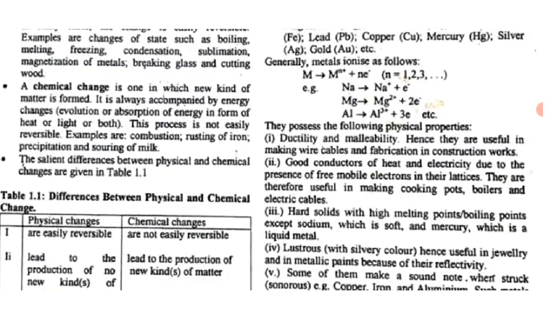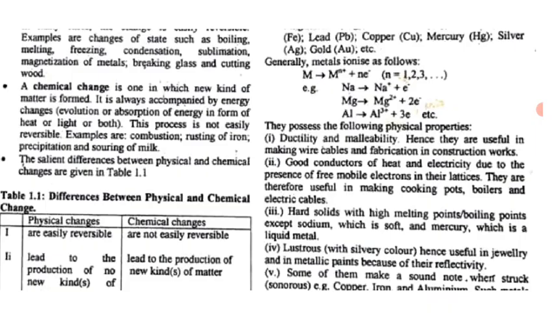Now let's talk about the physical properties, and we'll also talk about chemical properties. Number one is ductility and malleability. Metals are ductile and malleable: they can be drawn into wires and hammered into sheets. Ductility means they can be drawn into wires. That's why they are useful in making wire cables and in fabrication in construction works.